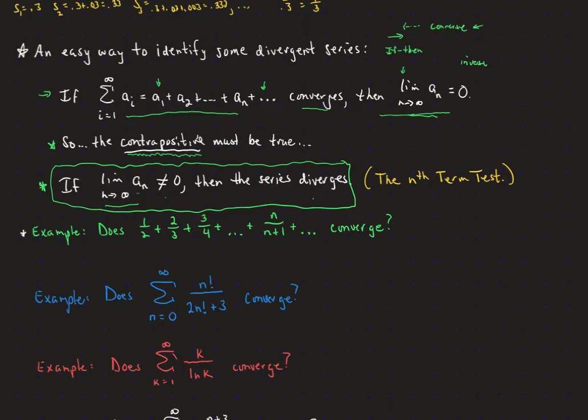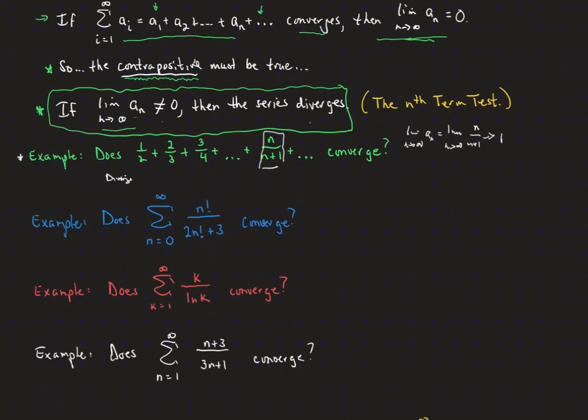So for example, if we look at this series, 1/2 plus 2/3 plus 3/4 plus and so on, and we're given the nth term, and then it goes on and on. So does that converge? Well, if we look at that nth term, which we're actually given a formula for, and take the limit as n goes to infinity of n over n plus 1, as n gets really, really big, that plus 1 is insignificant. It's going to act like n over n, which is 1. Because the limit is not 0, then we know the series must diverge. Okay?